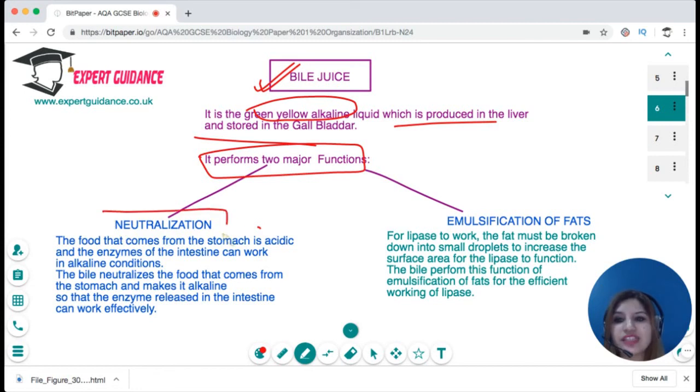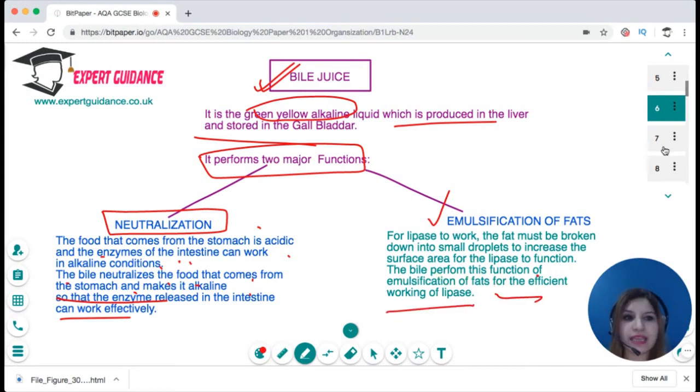One is the neutralization. The food that comes from the stomach is acidic, and the enzymes of the intestine can only work in alkaline conditions. So the bile neutralizes the food that comes from the stomach and makes it alkaline so that enzymes released in the intestine can work effectively. Next is the emulsification of the fats. For lipase to work, the fat must be broken down into smaller droplets to increase the surface area for the lipase to function. The bile performs this function of emulsification of fat for the efficient working of the lipase.